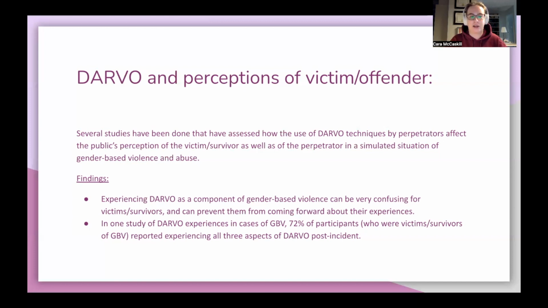But so it's been found that when victims or survivors experience DARVO as a component of gender-based violence, it can actually prevent them from coming forward about their experiences. So again, say we're talking about a situation of domestic violence, and the abuser in the scenario has denied that the abuse has happened. They've gaslit the victim or survivor to make them question their perception of events, to make them question whether it even happened, have made themselves out to be the victim, have attacked the victim or survivor's credibility. That can be extremely confusing for a victim or survivor, and they may actually start to doubt their experiences, and they might end up not coming forward at all or coming forward after a length of time.